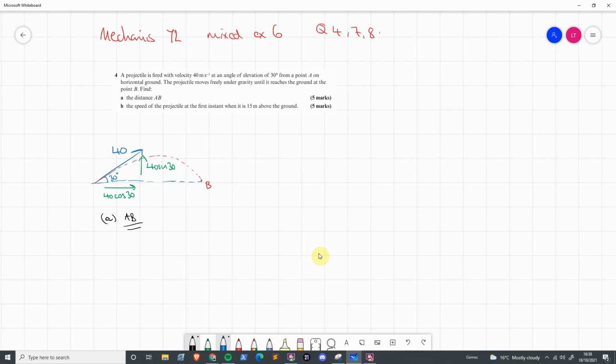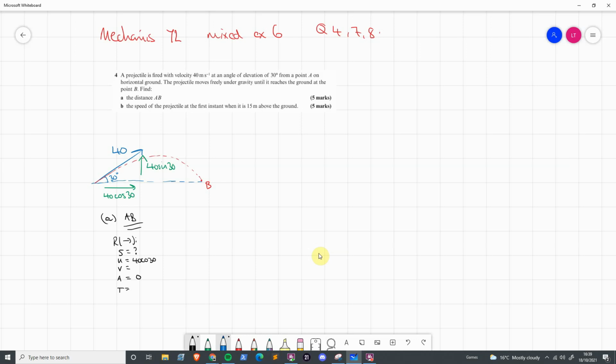The best way to do this is, we can't just go straight ahead and resolve horizontally because we don't have enough information to do that. I'll set up a suvat to show that. So we want to find what s is. We know that the initial speed is 40 cos 30. We know that the acceleration is 0, and we don't have information about anything else.